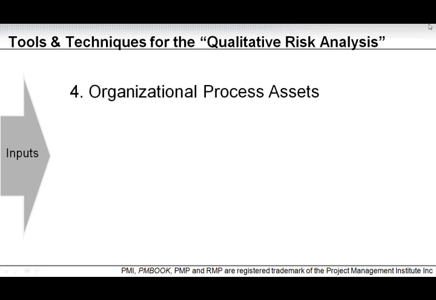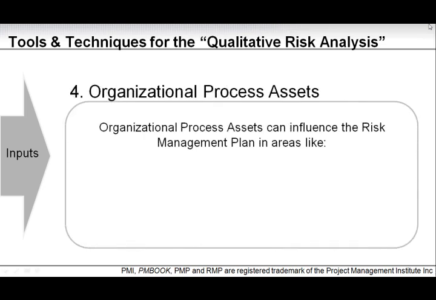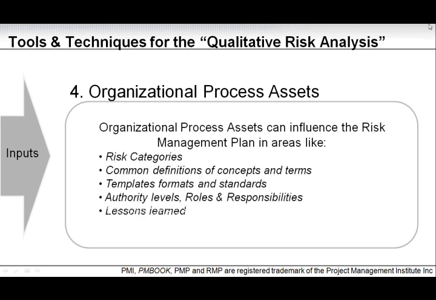And finally, organizational process assets. Here we need to look at a number of organizational process assets that can influence the risk management plan. Key areas to consider are risk categories, common definitions of concepts and terms, template format standards, authority levels, roles and responsibilities, lessons learned, as well as the stakeholder register. So this is the same kind of assets that we made use of in the previous two processes.